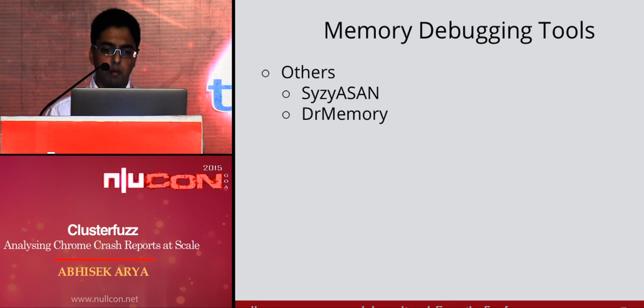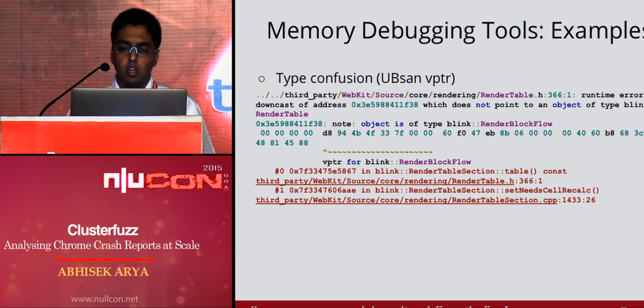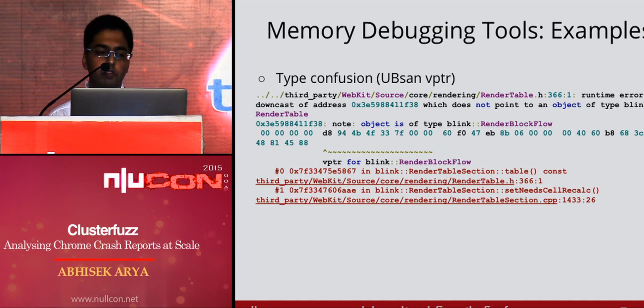Lastly, I will probably just skip over these tools. These two tools are Windows specific and are based on dynamic binary translation. So they are a little slower than the compile time instrumentation tools, but they still gave us pretty good coverage at the time when we didn't have ASAN on Windows. Now we have it. So these are some examples which you can read later.